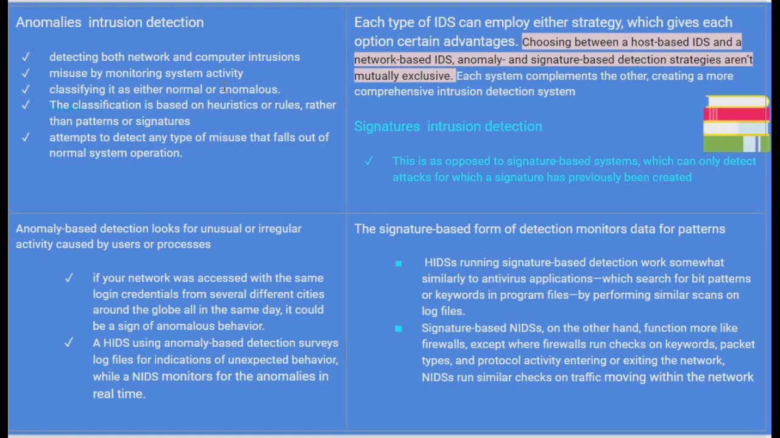HIDS running signature based detection works somewhat similar to an antivirus application, because an antivirus application already knows what kind of viruses and what kind of suspicious patterns are there, so it just matches those patterns. It has its own database. As you know, antivirus needs to be updated daily, and it automatically keeps on updating based upon the new learning. So those updates have to be run to keep the system safe. HIDS running signature based detection works on the same concept that antivirus applications use.